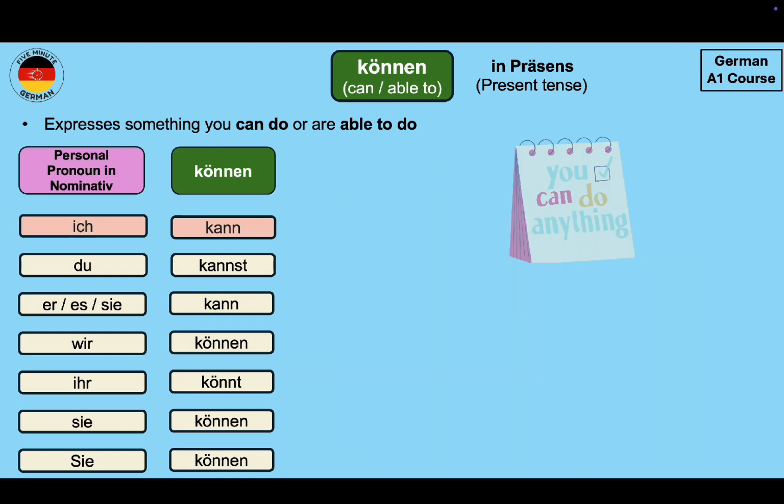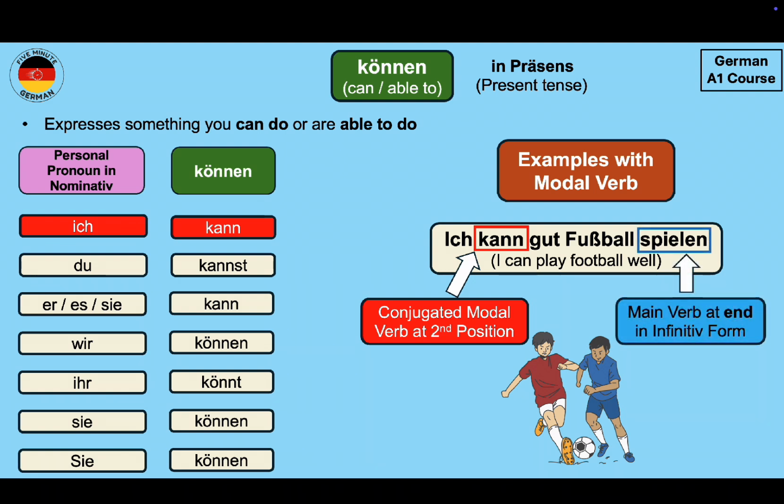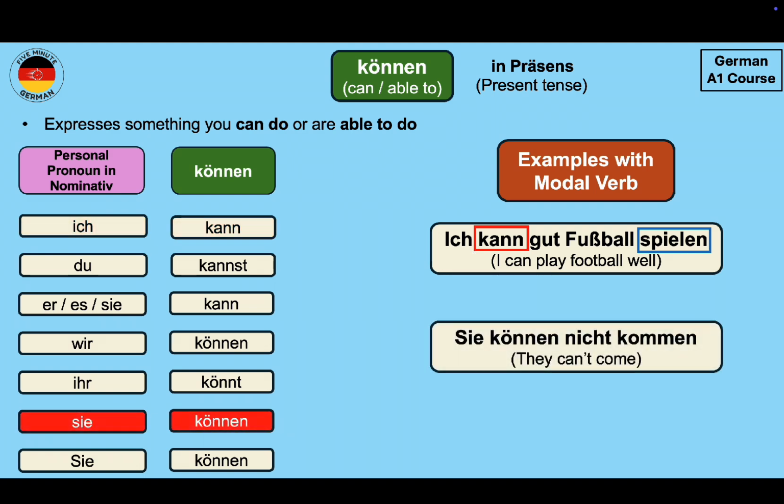Let's take an example sentence with ich. "Ich kann gut Fußball spielen." I can play football well. So over here we see that kann is the modal verb in conjugated form which comes at the second position, and because of this the main verb goes to the end in the infinitive form, which is spielen in this case.